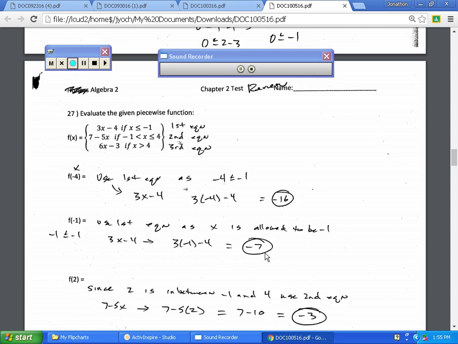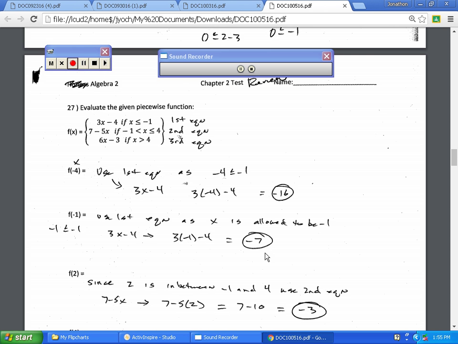Alright, 27. First equation, third equation, fourth equation. I'm sorry, first, second, and third equation. Anyway, negative 4, folks. When is x allowed to be negative 4? Use the first equation because negative 4 is less than negative 1. So I'm going to plug it into 3x minus 4. It's kind of like the first page. You just got to be careful on which one you use.